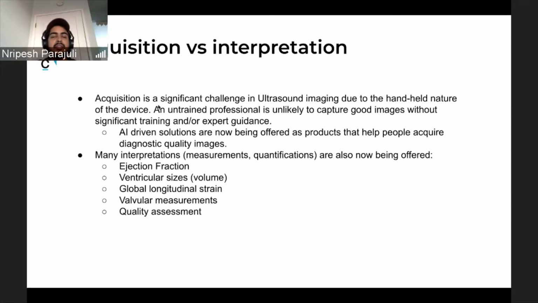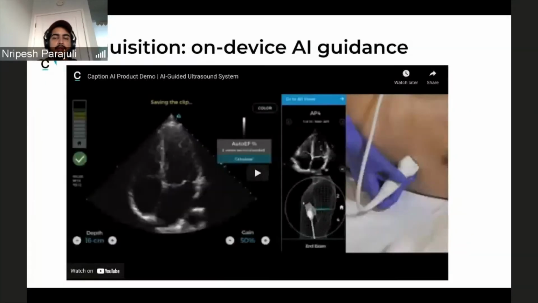So to recap, at a very high level, we think a lot more about the acquisition piece, because ultrasound is uniquely different. You have to build algorithms that help non-professionals, or even professionals who aren't very good, use the ultrasound probe, maneuver it nicely, and capture good images. Let me give you some examples.